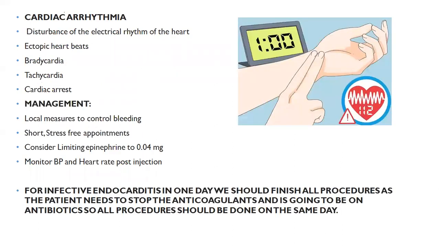Now coming to cardiac arrhythmia. What happens in cardiac arrhythmia is there is disturbance of the electrical rhythm of the heart, where you can see irregular heartbeats, decrease in heart rate, increase in heart rate, and cardiac arrest also. How do you manage such a patient? You take local measures to control the bleeding, such as using topical thrombin or gelatin sponge, make sure that the appointments are short and stress-free, and consider limiting epinephrine to 0.04 mg. Always monitor the heart rate and blood pressure.